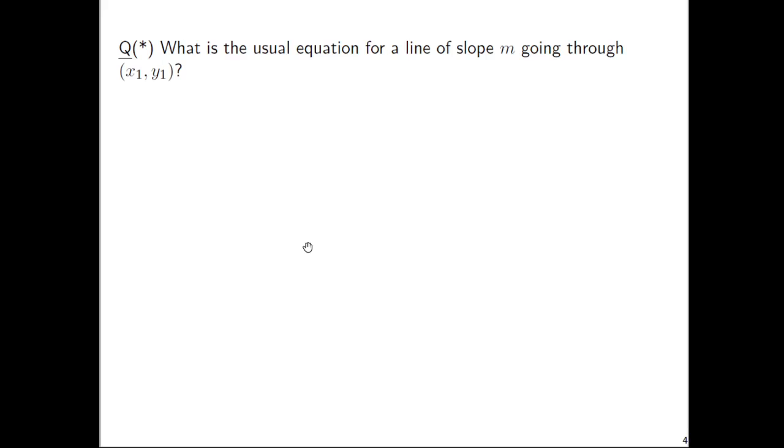Let's remind ourselves, what is the usual equation for a line of slope m going through x1, y1? Now, this is the discovery process. I think it's important to go through and make sure it is understood, but it leads up to something that's going to be kind of quick and easy to use later.